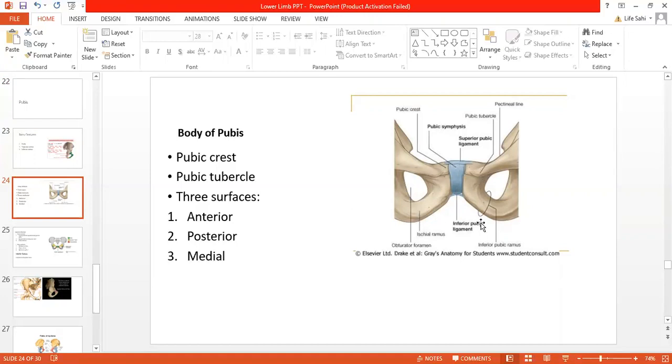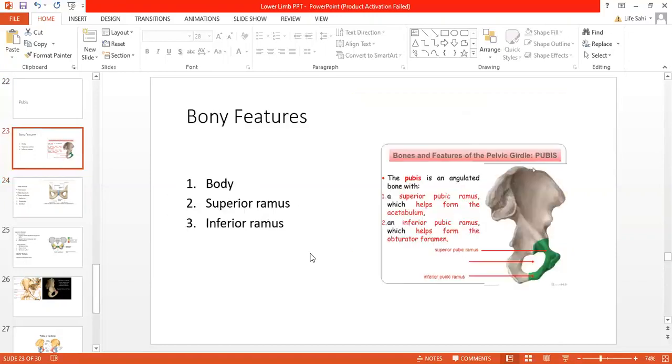Body of the pubis has three surfaces: anterior, posterior, and medial. Medial surface of the body of pubis is the one that forms the joint, pubic symphysial joint, with the symphysial or the medial surface of the opposite side of the pubis of hip bone. Medial surface of the body of the pubis hence has another name called symphysial surface, in reference to the joint it forms with its counterpart.